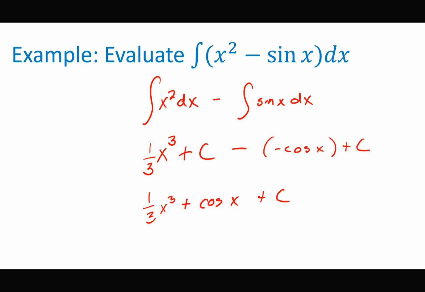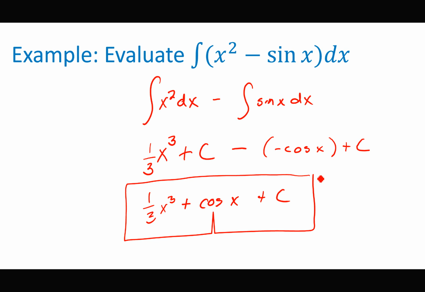So this one, if you are asked to evaluate, this is as far as you can go. 1/3 x cubed plus cosine of x plus c. And you can always check it. If you were to differentiate this, you should end up back here at x squared minus sine x.